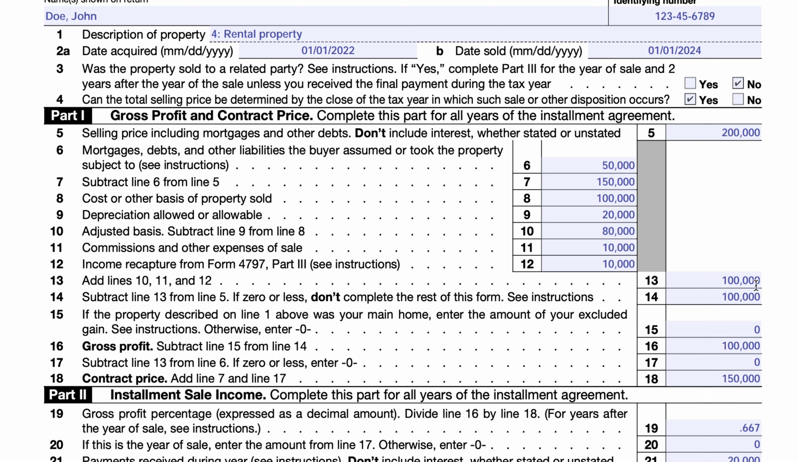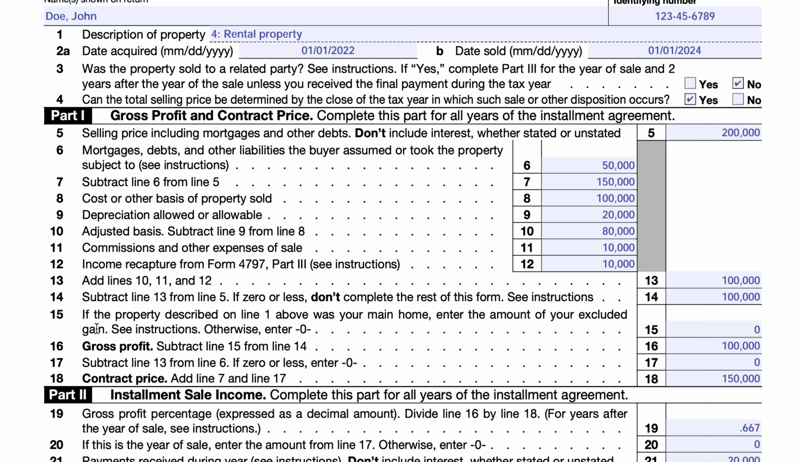In line 13, we're going to add up lines 8, 11, and 12 and arrive at $100,000. We're going to subtract that from the $200,000 selling price, and we get $100,000. Now, if this is 0 or less, then we're not going to complete the rest of the form. We would instead report the transaction directly on either form 4797, form 8949, or Schedule D of your tax return. But since this is a positive number, we now need to figure out what we're going to do with that.